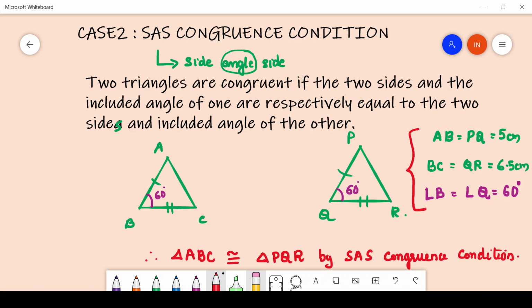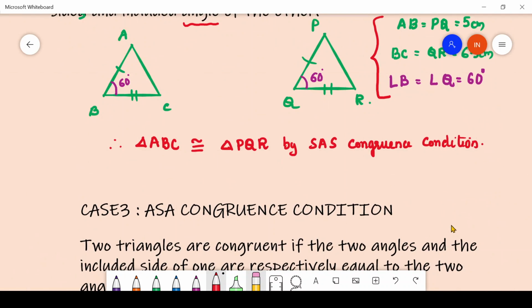So when can we say that two triangles are congruent by SAS congruence condition? Exactly. If the two sides and the included angle of one triangle are equal to the corresponding sides and angle of the other triangle. Good. So let us move on to the next.